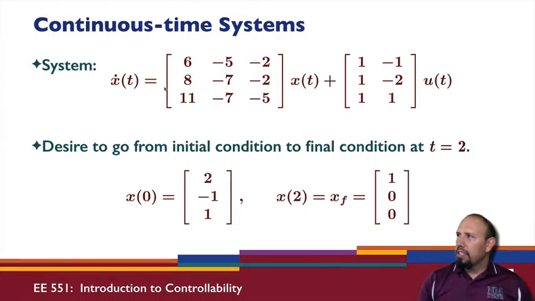Now for continuous time systems, I have this system, and I want to go from some initial condition to some final condition at time t equals 2. Okay, so I want to go through the transfer problem. How can I do it?